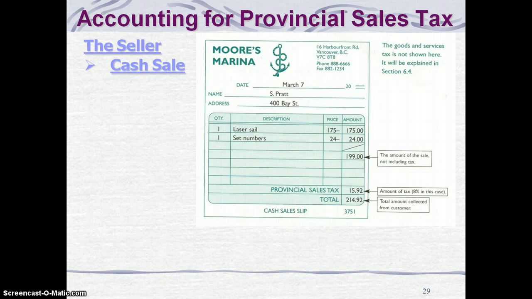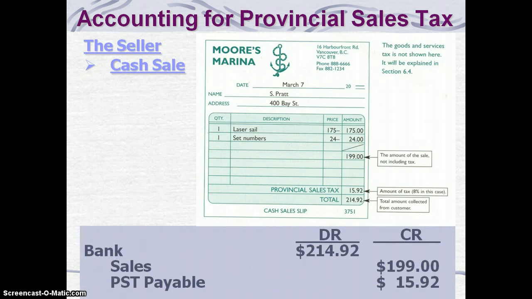The transaction will look like so. Our bank is going to be increasing by the full amount, which is $214.92. Our sales is also going to be increasing by the amount that the sale was for, which was $199. And our PST payable account will also be increasing by $15.92 because that's how much money we now have to give to the government. We are liable to pay that at some point.